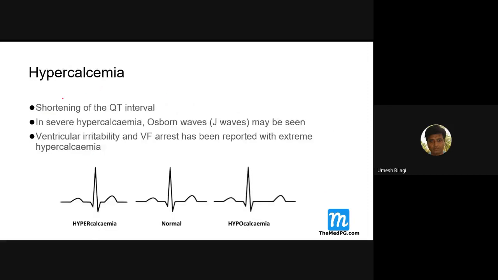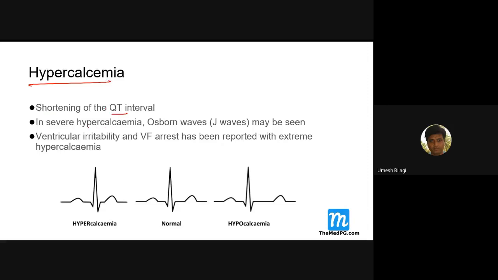Now, you should remember there are two or three conditions where the QT interval is shortened. One is hypercalcemia, the other one is digoxin toxicity. The QT interval can get shortened. These are important ones at least. In hypercalcemia, the QT interval is shortened.